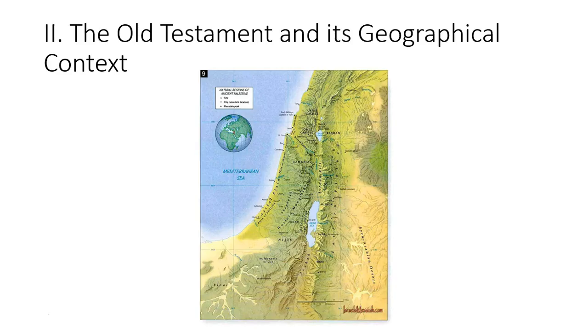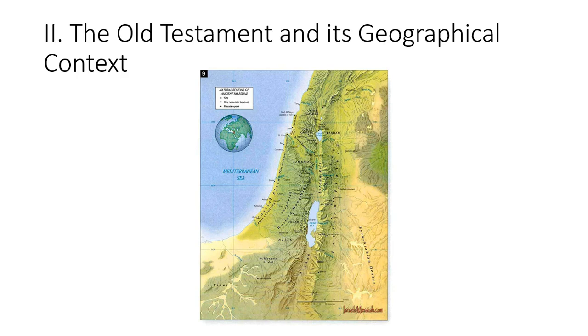So here's roughly a map of Israel. Israel then was located roughly where Israel is located today. There's a lot of fighting and disagreement between Israelis and Palestinians about the different parts of this land today. As we continue through the course, we'll find out that a lot of that fighting is nothing new.